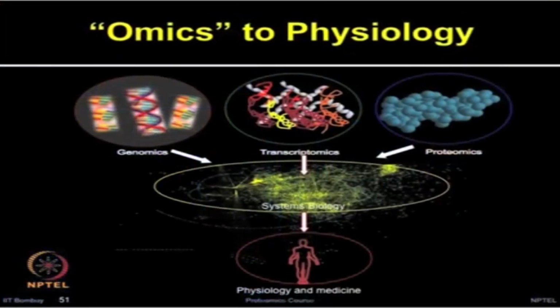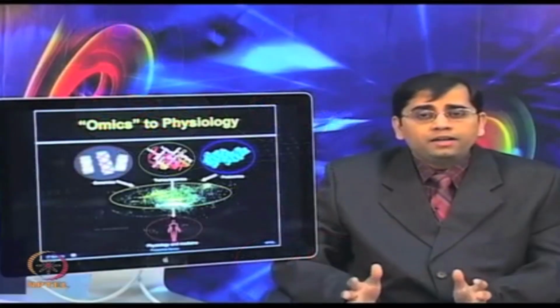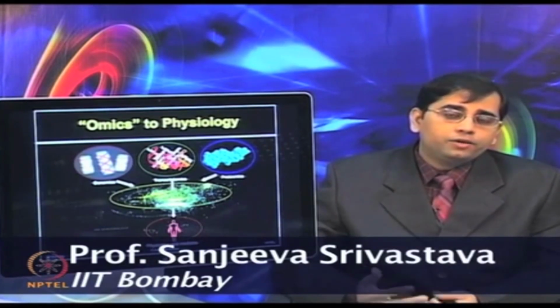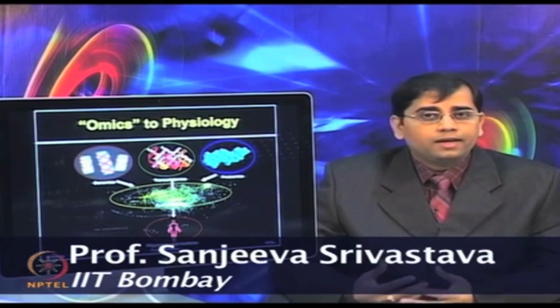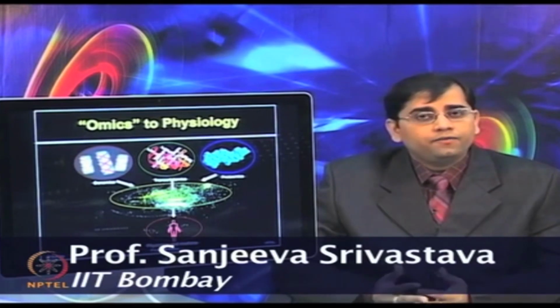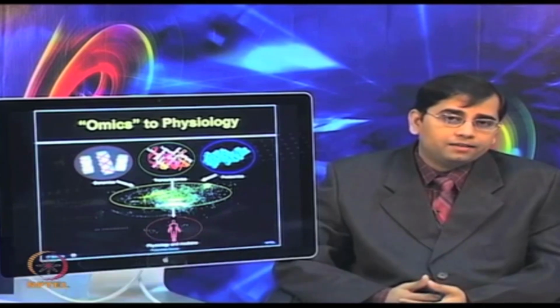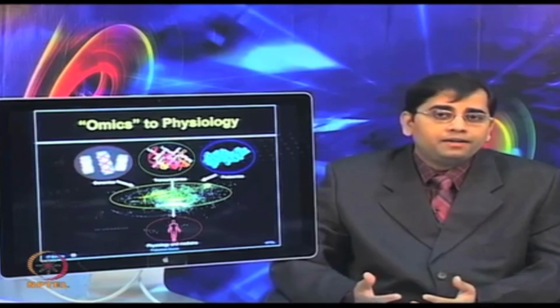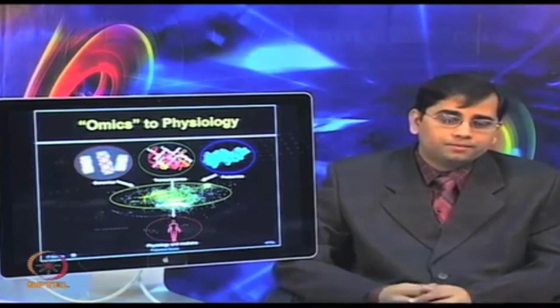So, the eventual aim of the current systems biology field is to employ the omics level information obtained from different levels, from genome, transcriptome and proteome, derive that information at the systems level, integrate, quantitate some models and then propose and use it for understanding the physiology and apply that in medicine. So, this omics to physiology flow can be well maintained by employing systems biology tools.